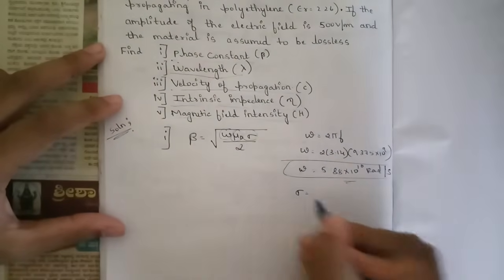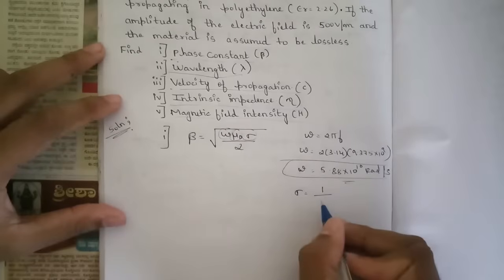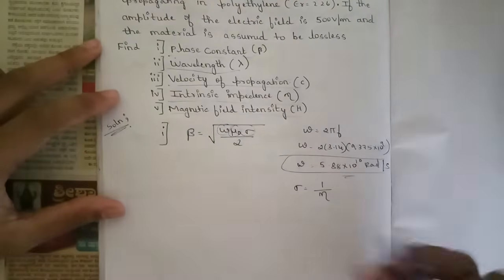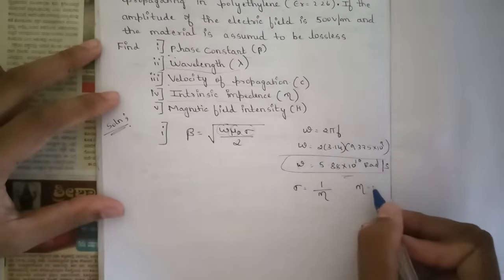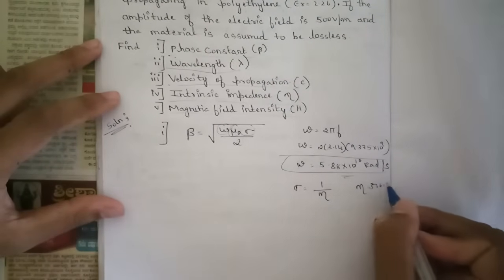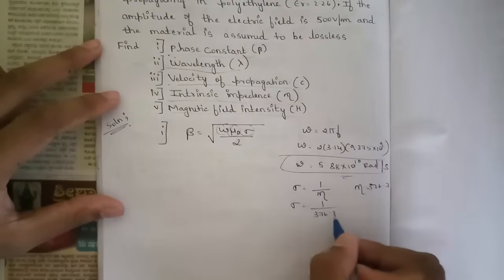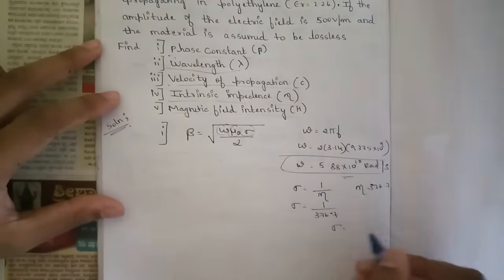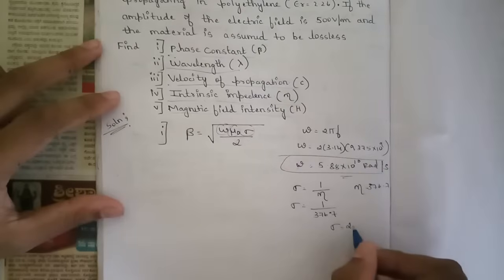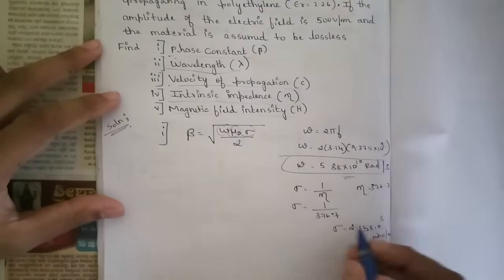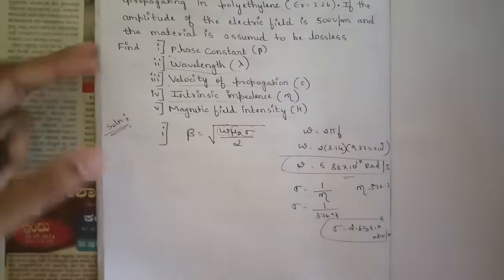Similarly, sigma is equal to 1 by neta. Since neta is the intrinsic impedance, in free space the value of neta we have seen is 376.7, right? So that's why sigma is equal to 1 by 376.7, and if we simplify, we are getting approximately 2.65 into 10 to the power minus 3 mho per meter. So this is the unit for sigma, conductivity.